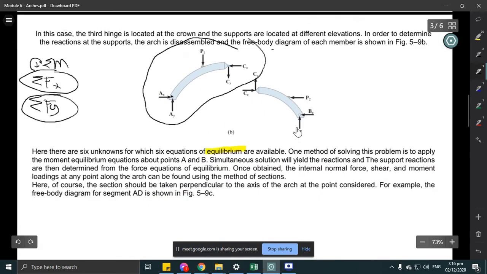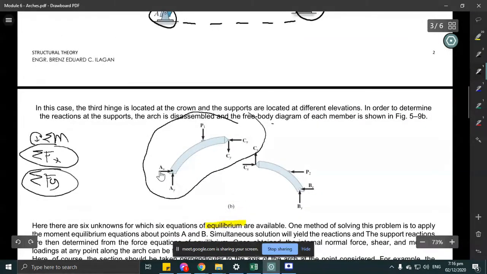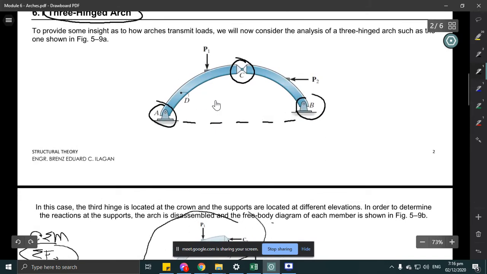So on this example or this diagram, meron tayong six unknowns. Ano ito? So we have AX, we have AY, we have BX, we have BY, and so as the forces acting at the crown, which is the CX and the CY. And once we solve all these values, so at any section or at any portion of that arch, masosolve natin yung unknown.